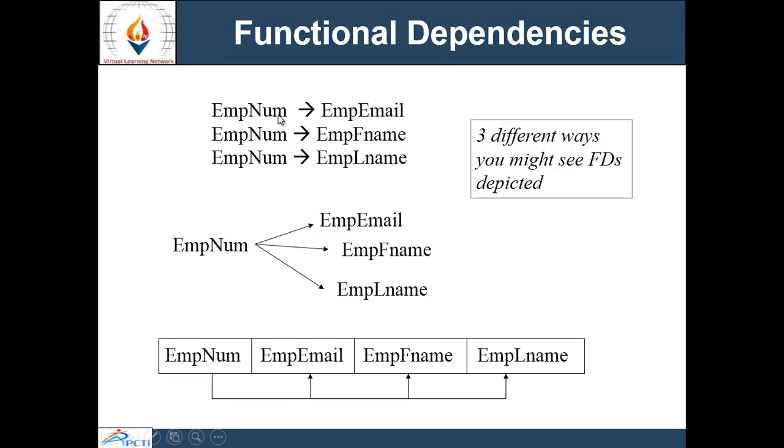Here you can see the functional dependencies are depicted in 3 ways. EMP email, EMP F name and EMP L name are functionally dependent on EMP number, and the same is depicted by the third method, that is email, F name and L name are functionally dependent on EMP number.